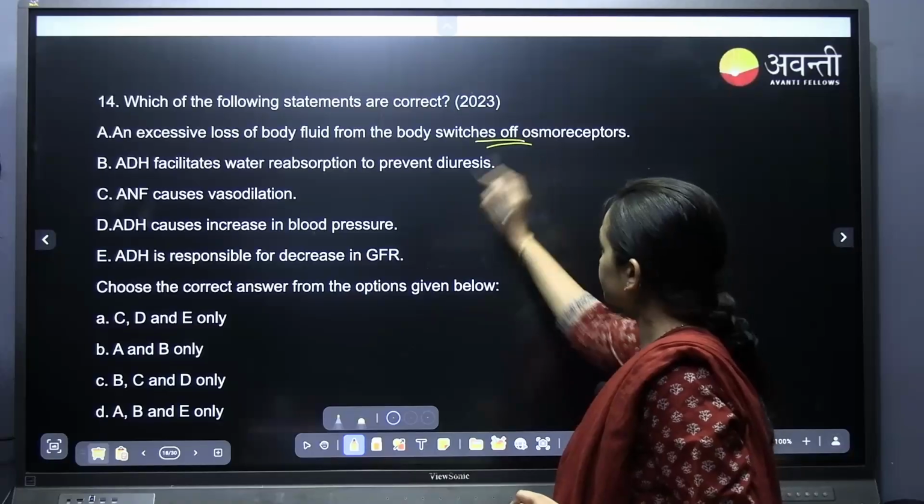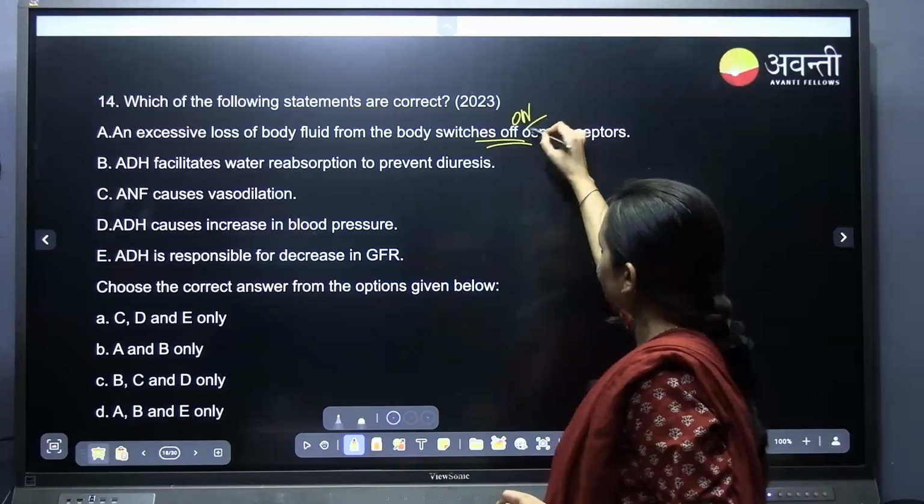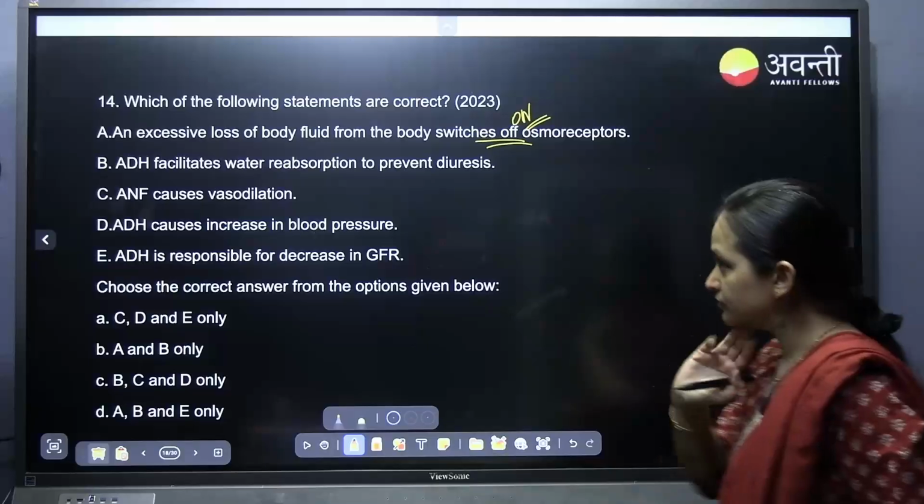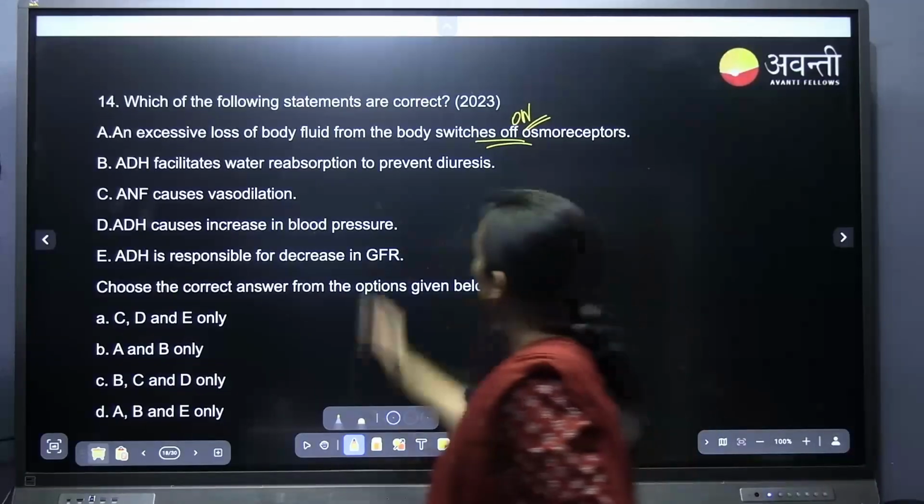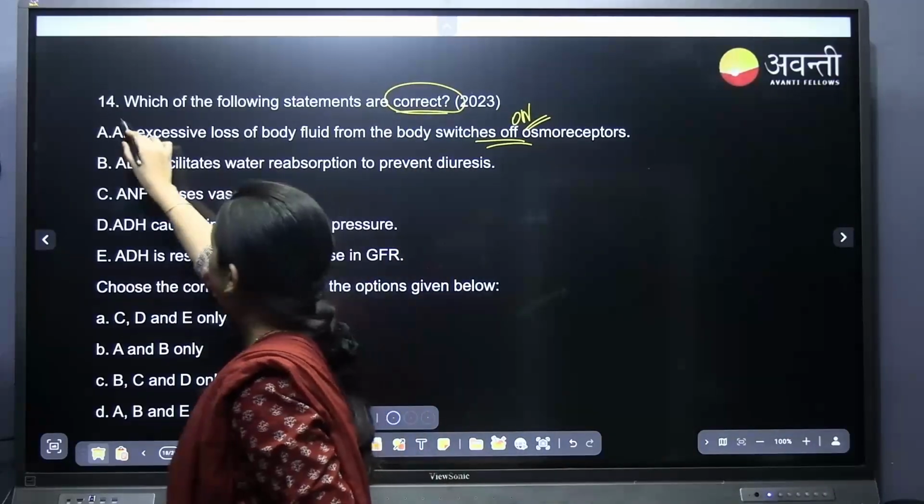Is it switches off? Switch on the osmoregulators, no? So A is wrong. We need to find the correct statement. A is wrong.